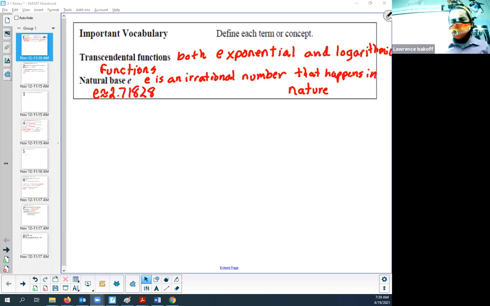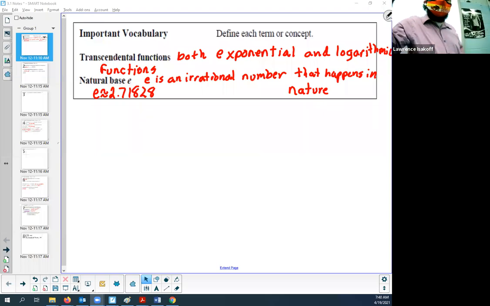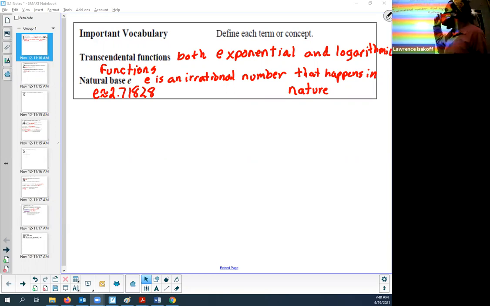If you notice throughout your time in math, very rarely do we use vowels as variables. The letters e and i don't seem to get used too much as variables because we actually designate them as numbers. i, as we learned last chapter, is the square root of -1, whereas e is an irrational number that happens in nature.